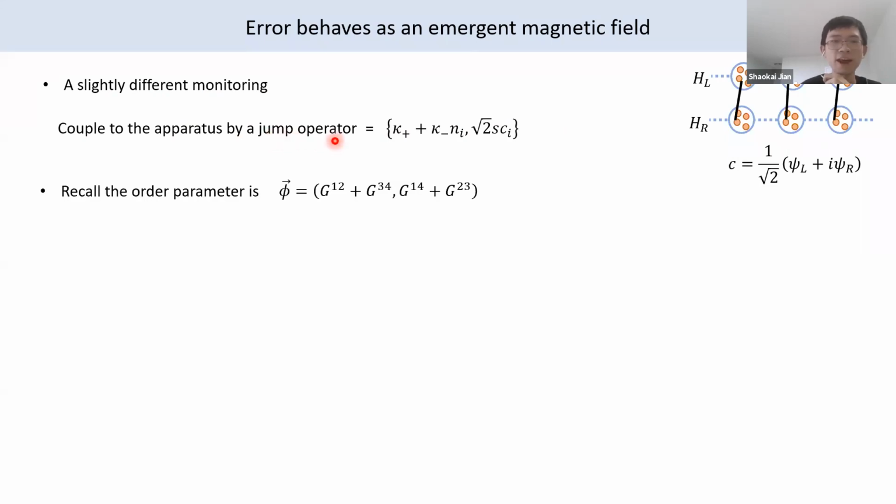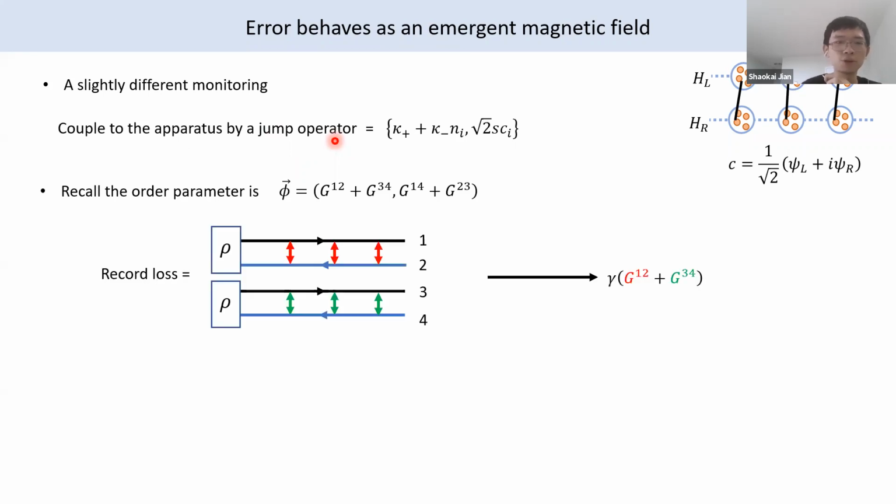The important thing is the error breaks the relative rotation symmetry explicitly. So recall the order parameter is given by correlation function between different contours. And also this record loss will actually generate coupling between 1 and 2 contour, as well as between 3 and 4 contour. This is because we sum over the measurement outcome separately for these two density matrices. The result of that is we have a linear coupling in G12 plus G34. And this is nothing but phi 1.